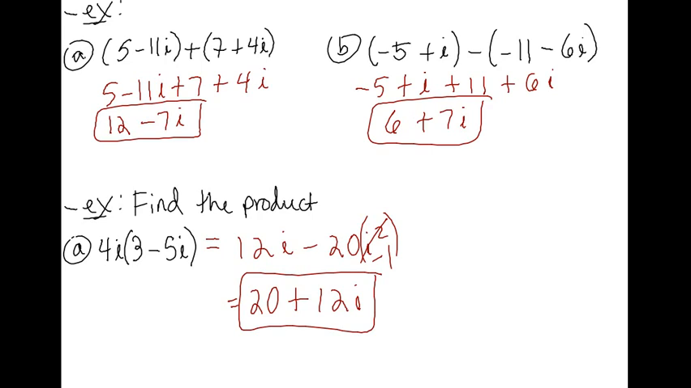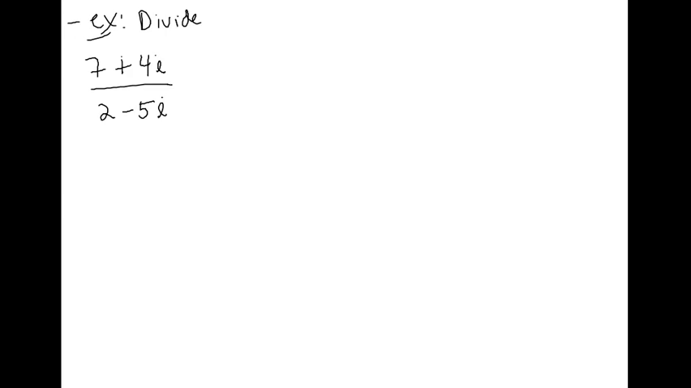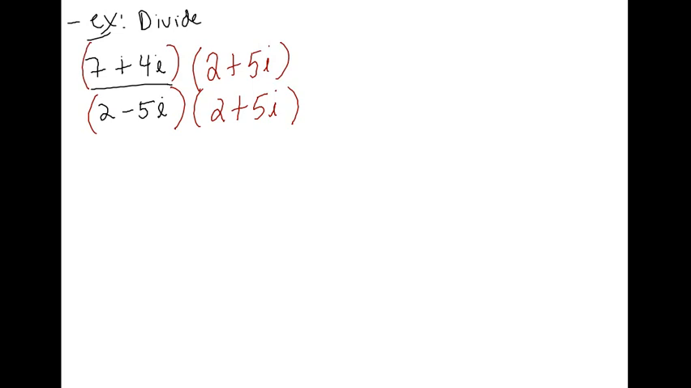I also want to go over division. When we divide these complex numbers, we want to multiply by the conjugate of the denominator. And so the conjugate of 2 minus 5i would have to be 2 plus 5i. And we want to make sure to multiply that also to our numerator.